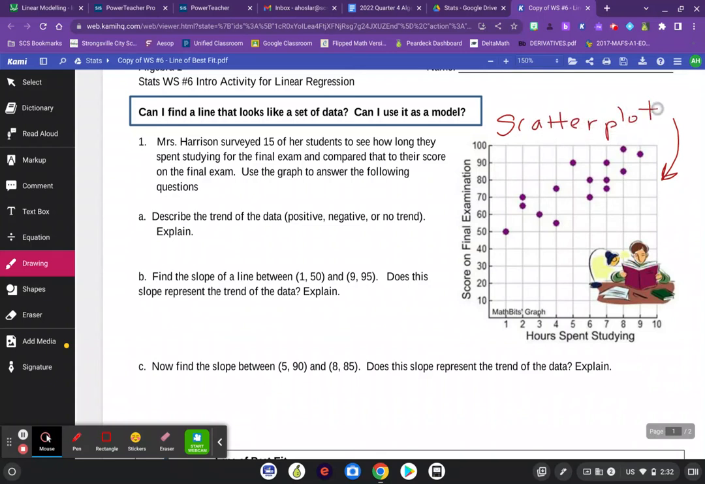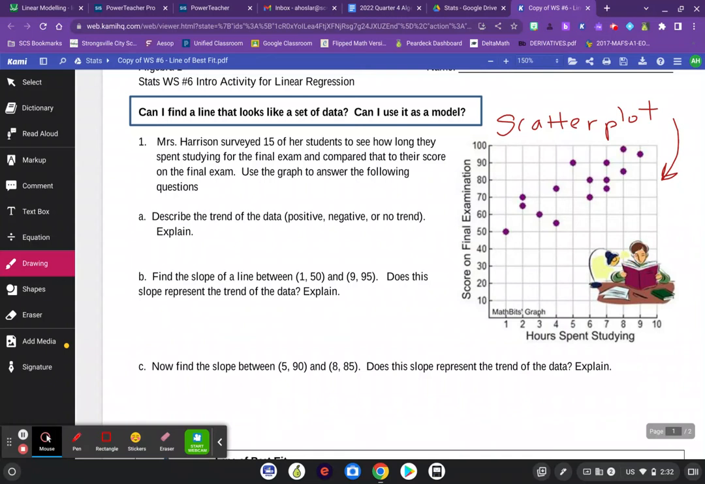And a scatter plot is a graph or a representation of a relationship between what we have, in this case, on the x-axis and the y-axis. And most of the time, it does not form a perfect line. You have dots that are going to be spread out. Okay, and so let's take a look at this first example.